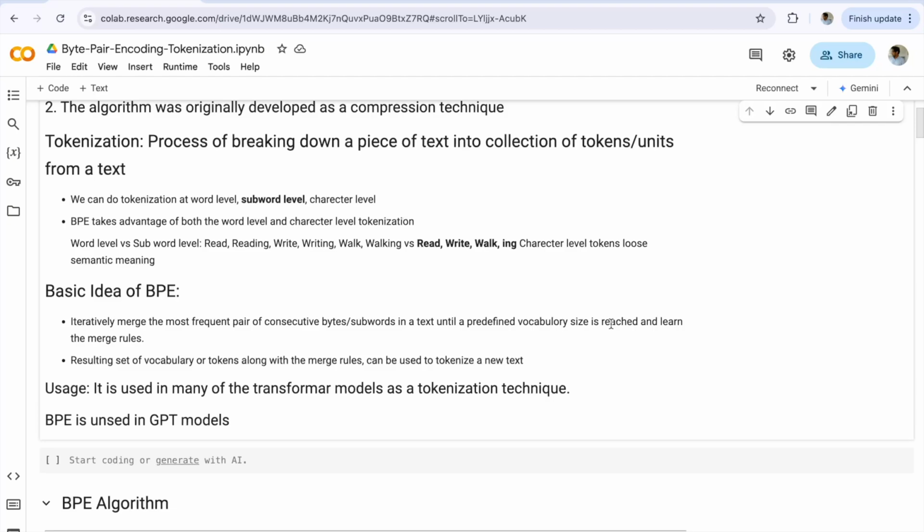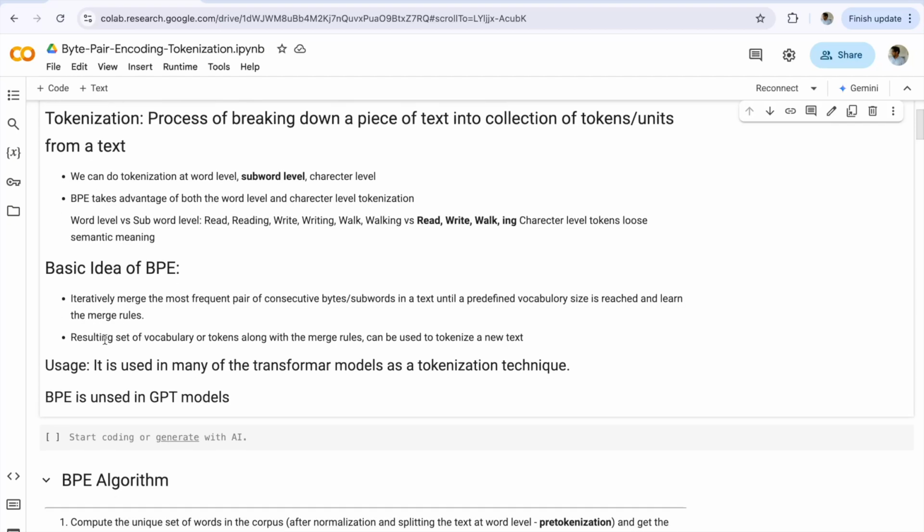That's the byte pair encoding algorithm, and we will increase the vocabulary size until we hit a fixed size. That is a parameter that we decide before starting the byte pair encoding. And while increasing the vocabulary size, we also learn the merge rules. So what is a merge rule? We'll see. The resulting set of vocabulary or tokens, along with the merge rules, would be used to tokenize any new text.